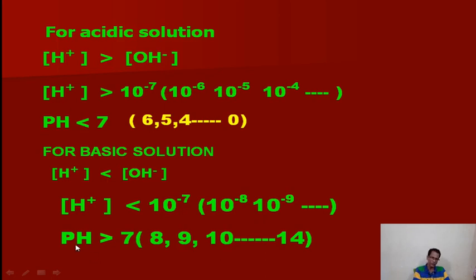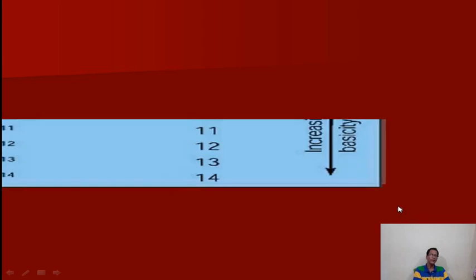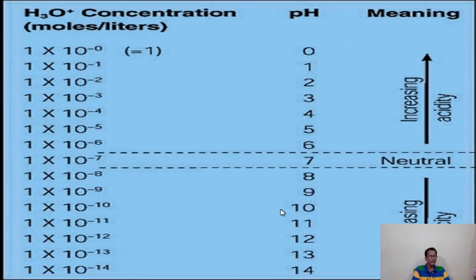For a basic solution, pH value will be greater than 7. For an acidic solution, pH will be less than 7. So this is about the calculation of pH. Then you see one table showing the concentration of H plus ion.